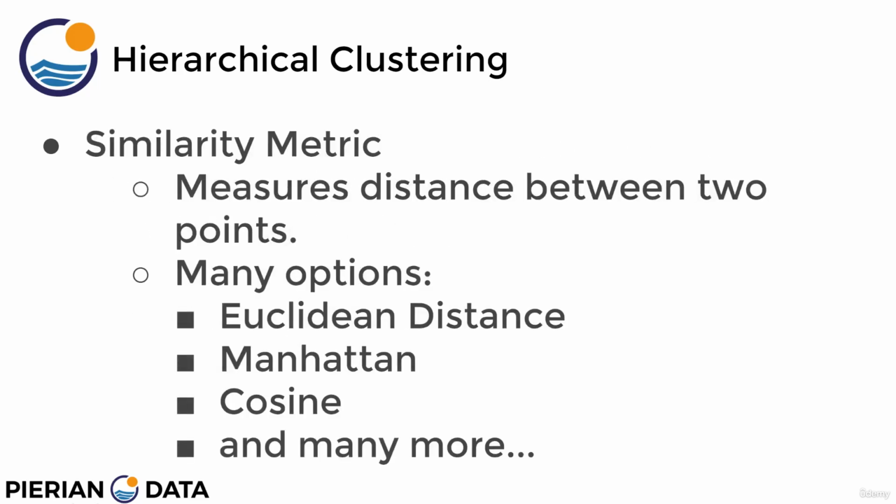When we're thinking about similarity metric, just like in k-means clustering, it's simply measuring the distance between 2 points, and there's lots of different ways to do this. There's Euclidean distance, Manhattan distance, cosine distance, and many more options. By default, we'll use the Euclidean distance, and it's actually quite a good choice.